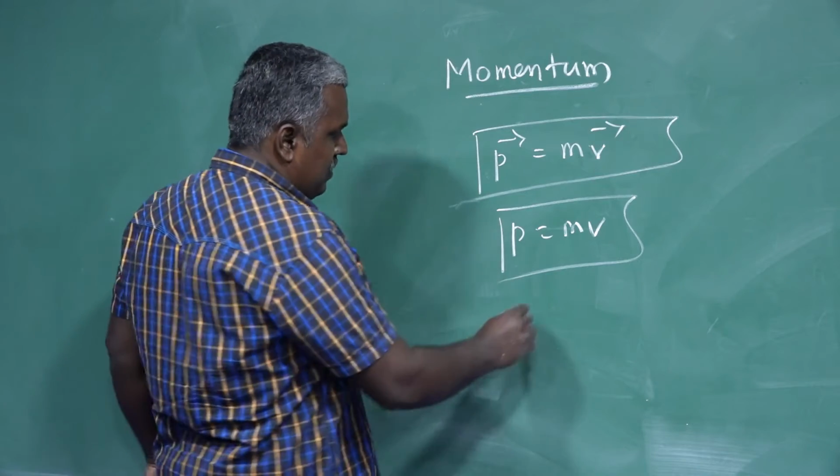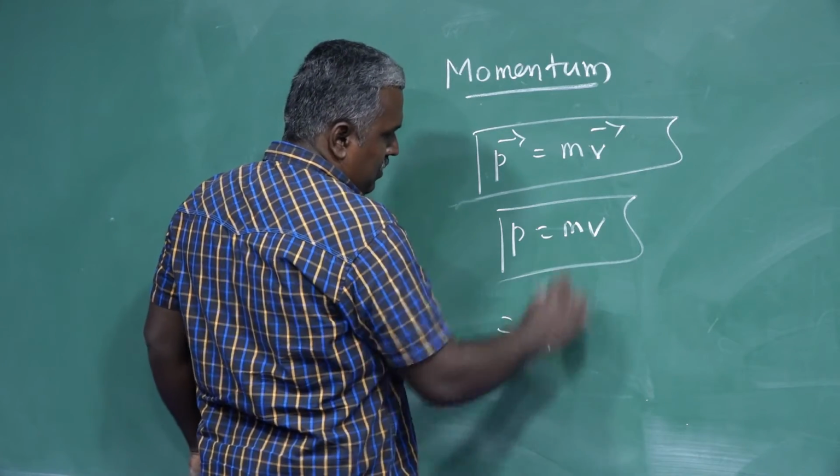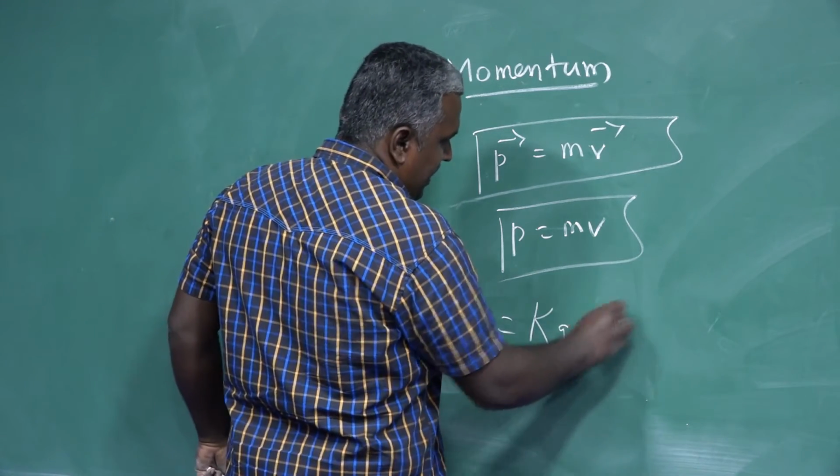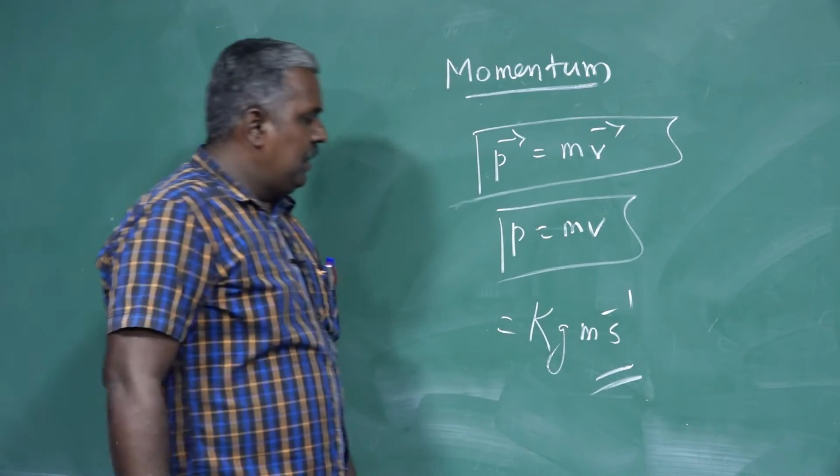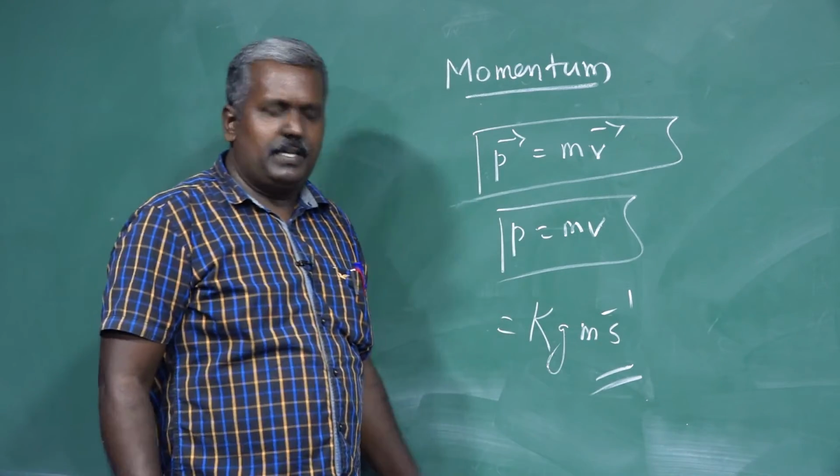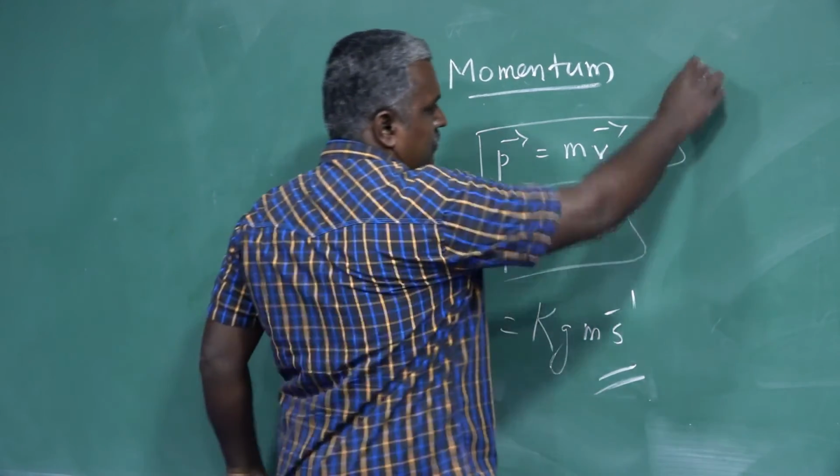What is the unit for this? We can write it as kg meter per second. It is the unit for momentum. At the same time, in component form.